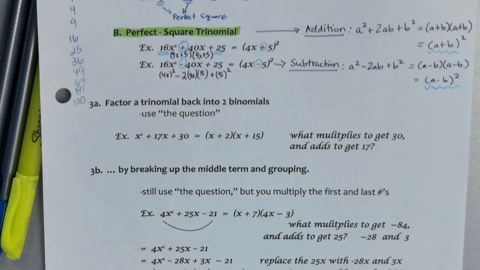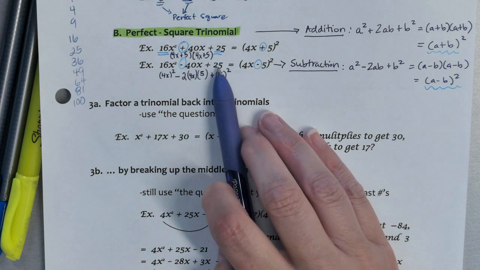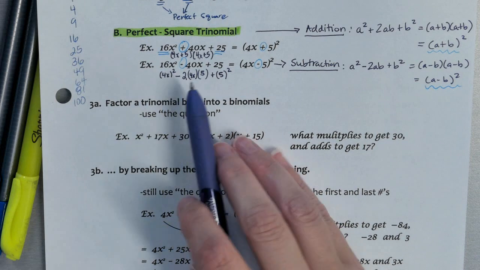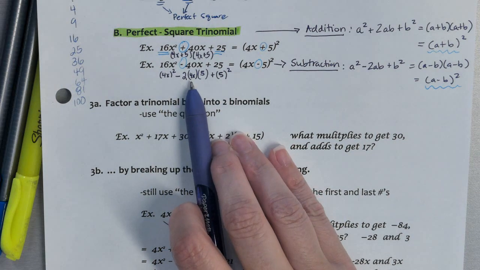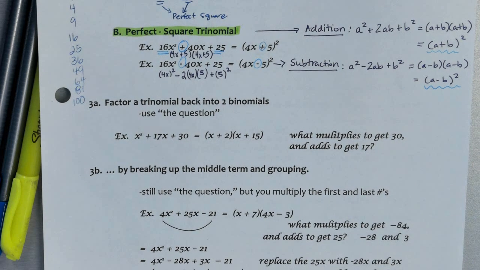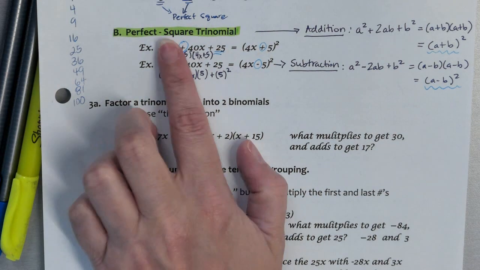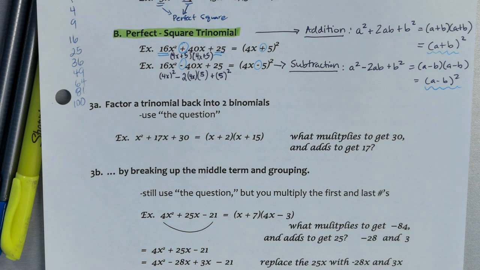4x squared would be 16x squared. 5 squared is 25. So if I do 2 times 4x, I get 8x. 8x times 5 is 40. Again, this is one that you can find by guessing and checking, so I don't necessarily expect you to always find the perfect square trinomial on the first try. We can absolutely get there by guessing and checking.